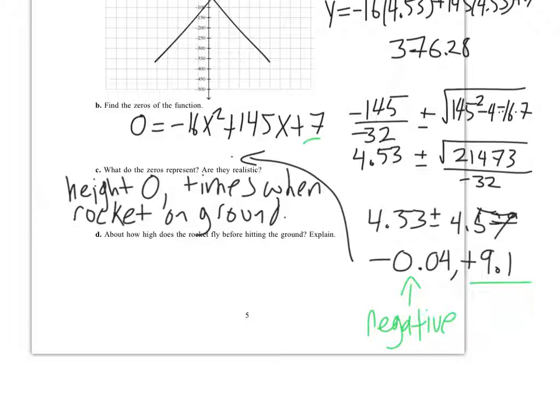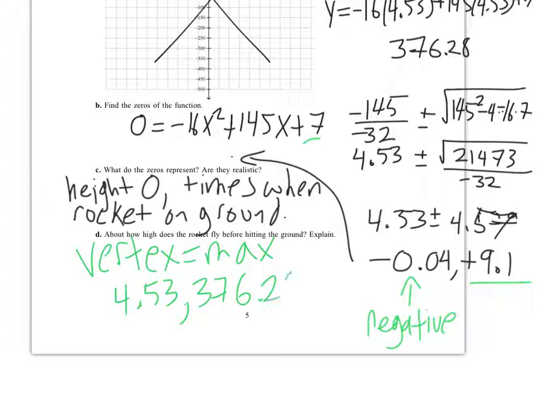How high does the rocket fly before hitting the ground? Well, that's going to be that vertex. So if you want to think that the vertex is the max, and we found that much earlier in the problem, the vertex is going to be at 4.53, comma 376.28. You might notice that this is a big deal. It's going to continue to come up again and again.